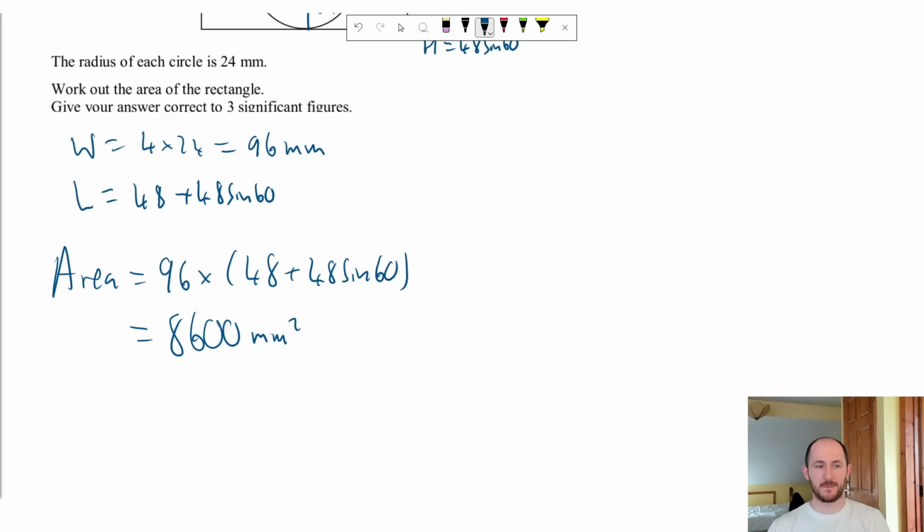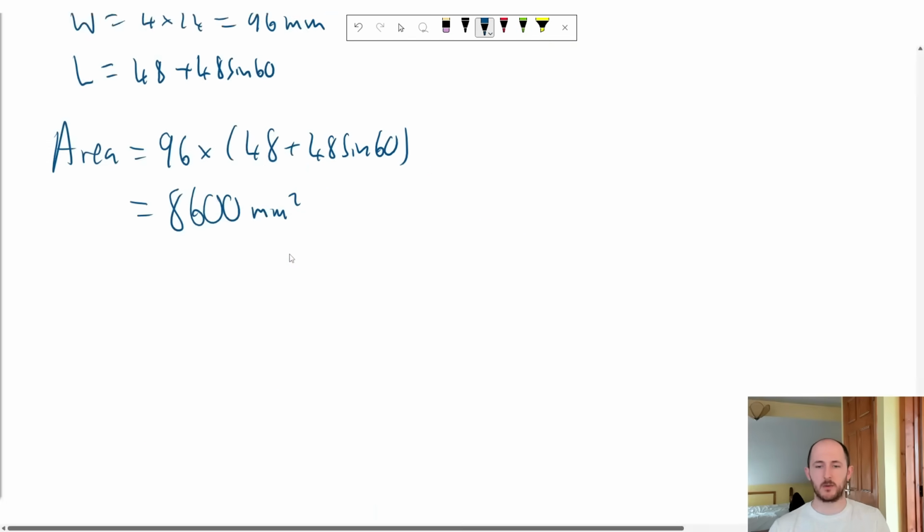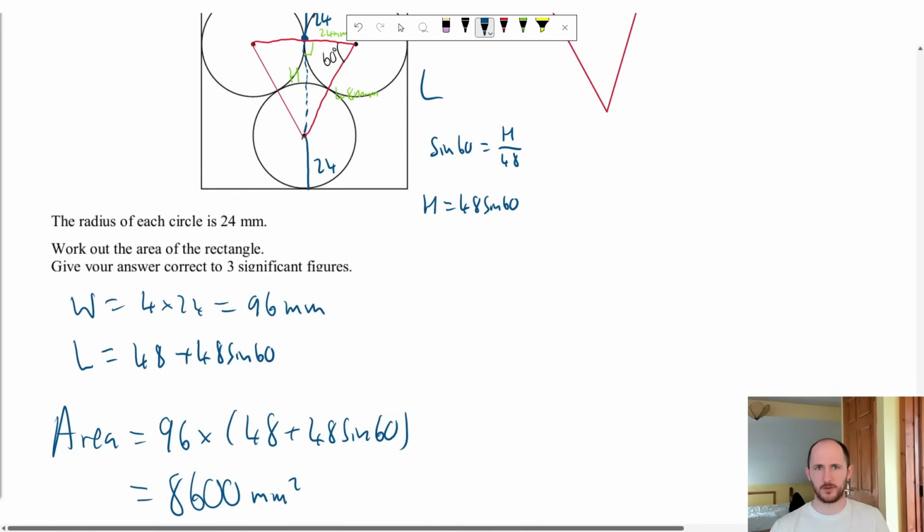Just so you know, that was a 4-mark question. But again, if they ever give you 3 circles in this arrangement, or 5 circles in the arrangement, or whatever, join up their centers to make equilateral triangles. That is the hack they want you to use.